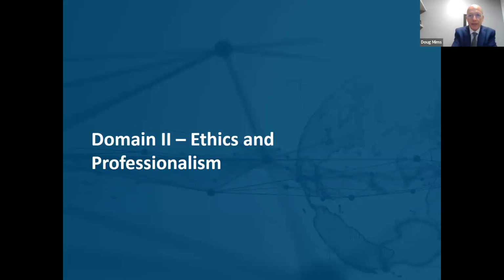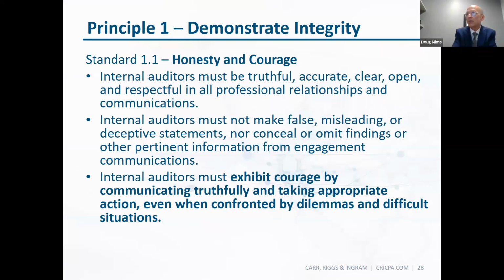Domain two is ethics and professionalism, which is new as we know from our previous discussion. So we're going into principle one, and under principle one, there's standard 1.1. So that's kind of the hierarchy I was showing you earlier. So principle one, standard 1.1, honesty and courage. And really what this says is that internal auditors should be transparent and say what needs to be said and do so even if there is conflict associated with it at some level.